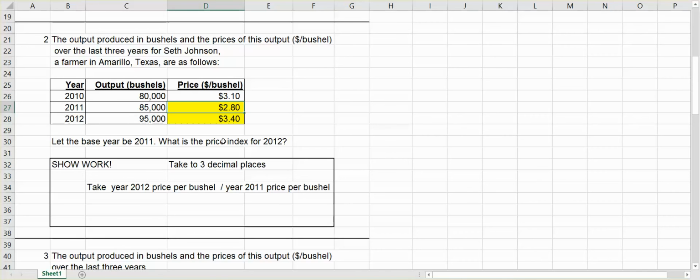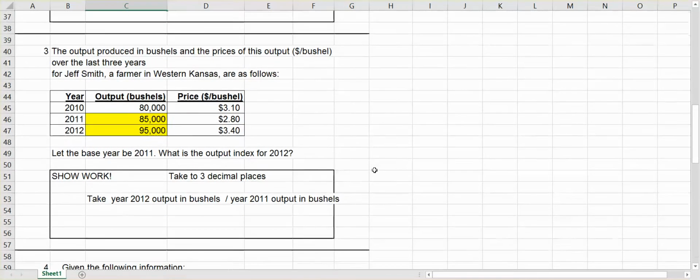It wants you to get the index for 2012. That's $3.40. So what I'm going to do is take the 2012, $3.40, and divide it by the 2011, $2.80. Please take it to 3 decimal places. So $3.40, again the 2012, divided by $2.80, the 2011, gives me 1.214 for the price index.